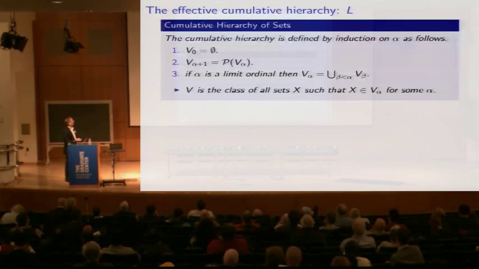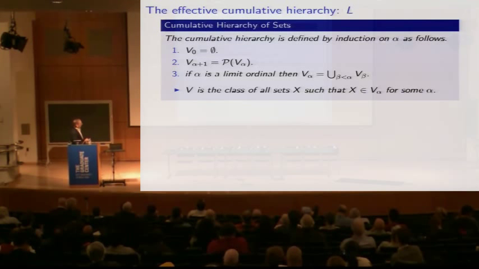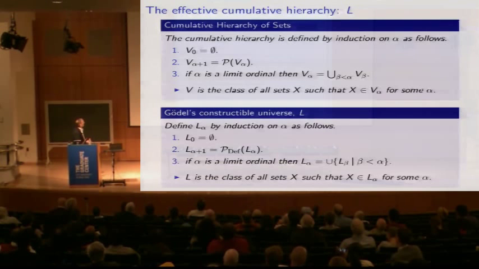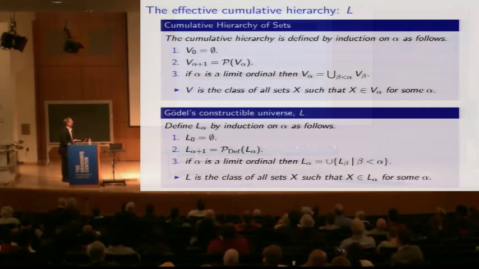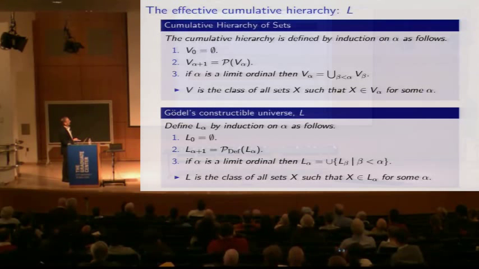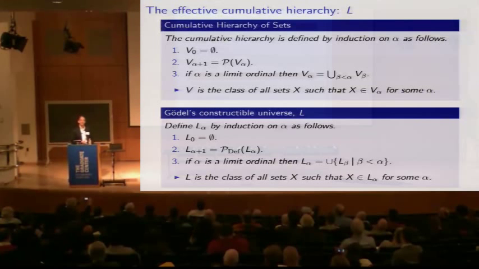All right, so recall the cumulative hierarchy. It was generated by induction by iterating the power set operation. At a successor step, we took the power set of what we had, and at limit stages, we just took the union, and we got all sets this way. So let's just replace the power set by the definable power set. And that's Gödel's constructible universe L. So it looks very much the same, except at that key step when we go from the alpha stage to the alpha plus 1 stage, we just take the definable power set. And at limit stages, we still take unions. And then L, as opposed to V, is the class of all sets that belong to an L alpha for some alpha.